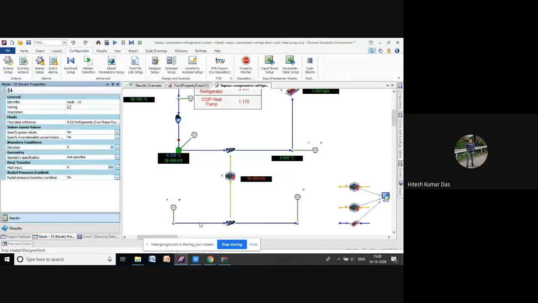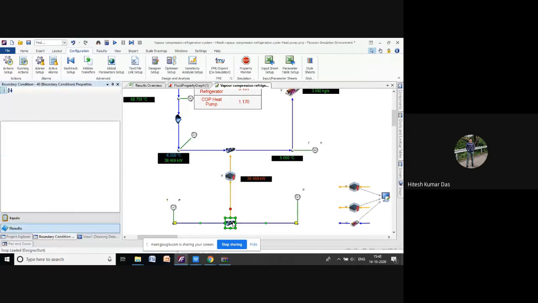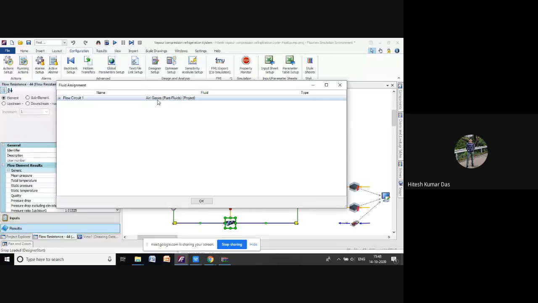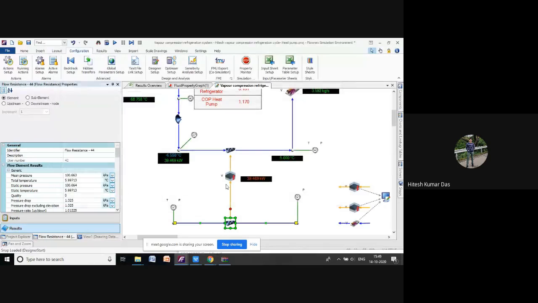For the evaporator, heat transfer is happening from this side to this side, which means the heat transfer direction is this way. Here you can see the fluid is a pure fluid, gases, air. So between the R22 refrigerant and the gases, heat transfer is happening. And how much heat transfer is happening, you can see here: 39.469 kilowatt.